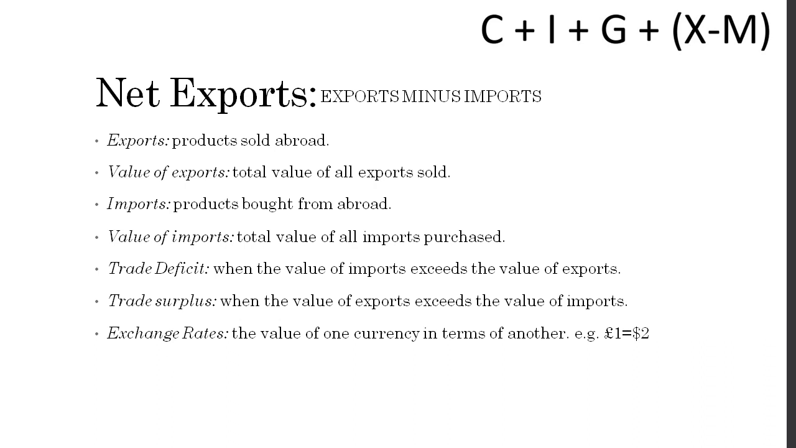Exchange rates. This is the value of one currency in terms of another. For example, £1 equals $2. Price level. This is a measure of average prices across the entire economy.